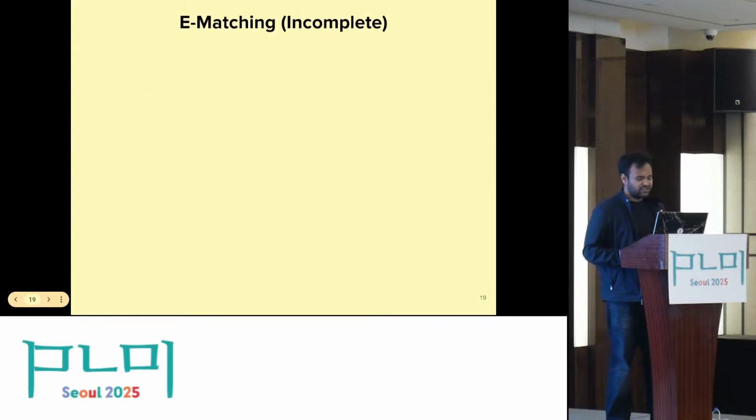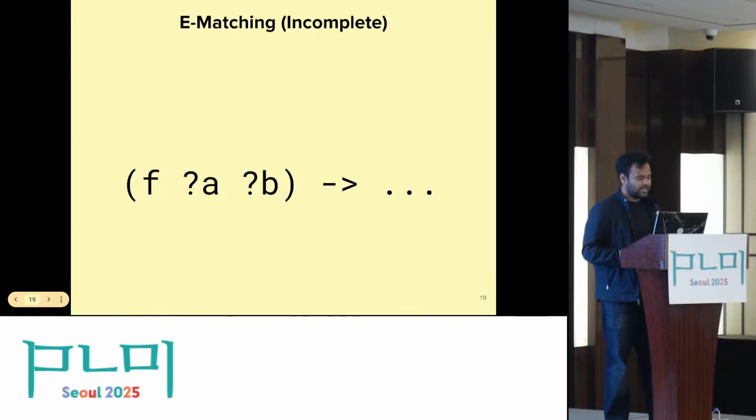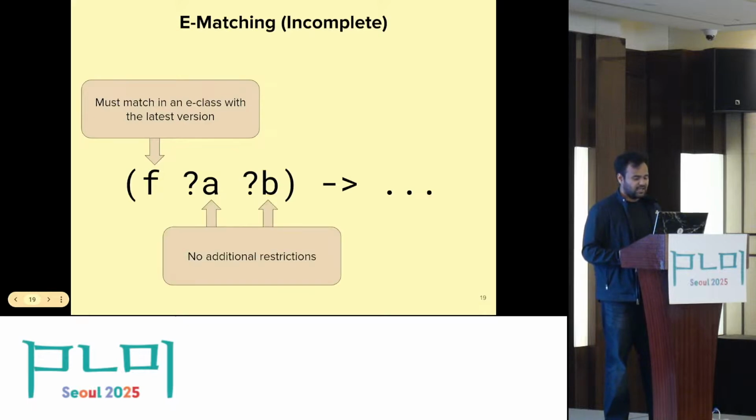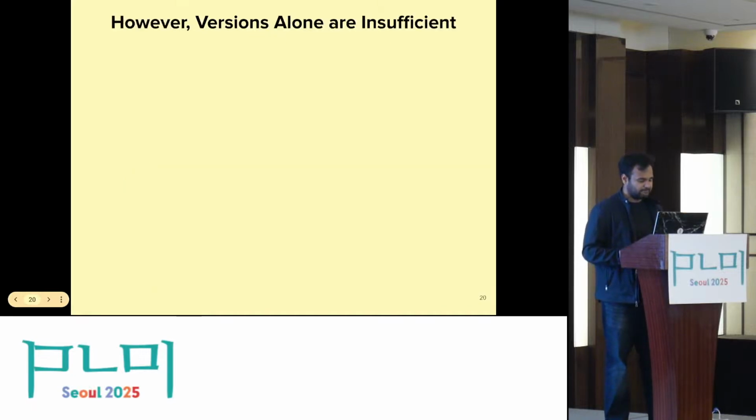So I just mentioned that rewrites are only applied to the part of the E-graph that is new. Let's make that more concrete. If we have a rewrite rule with this left-hand side, then the rule in incremental EqSat is that the top symbol must match in an E-class with the latest version. And we impose no additional restrictions on pattern variables, except they form a valid E-match according to standard EqSat. There is one more restriction on E-matching that I will tell you in a few slides.